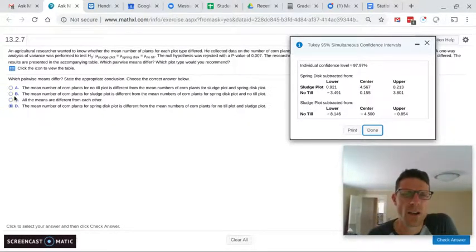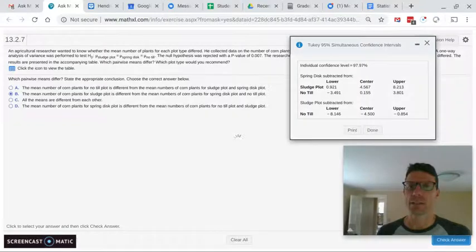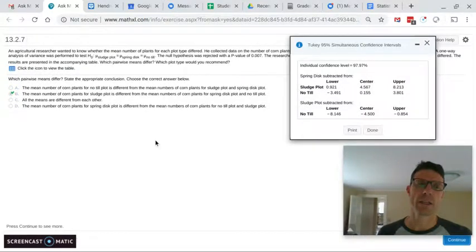So for part A here, which pairwise means differ? Okay, so definitely the mean of corn plants for sludge plot is different from the mean number of corn plants from either spring disc or no-till plot. Okay, so we check that. That's good.